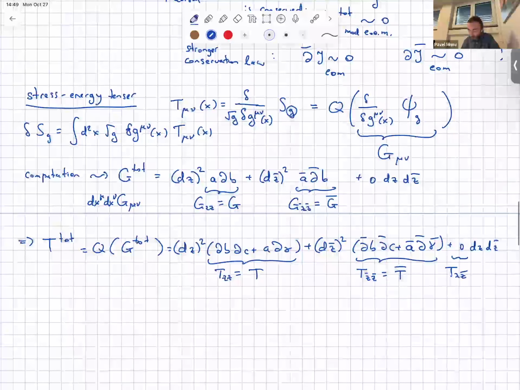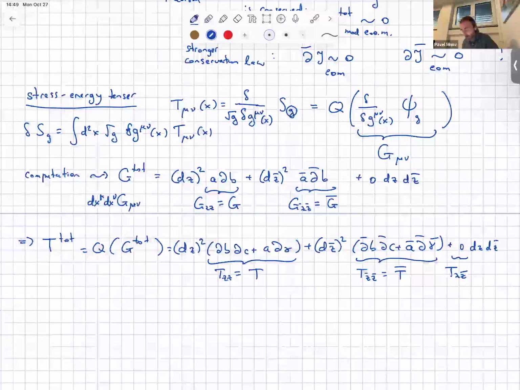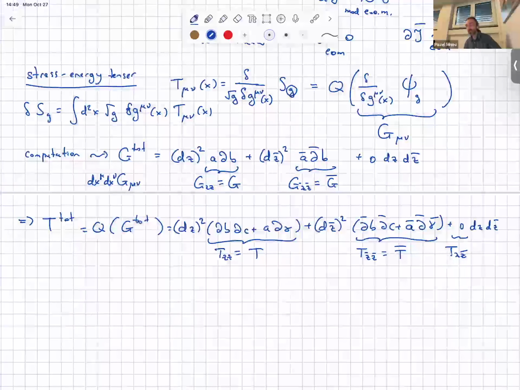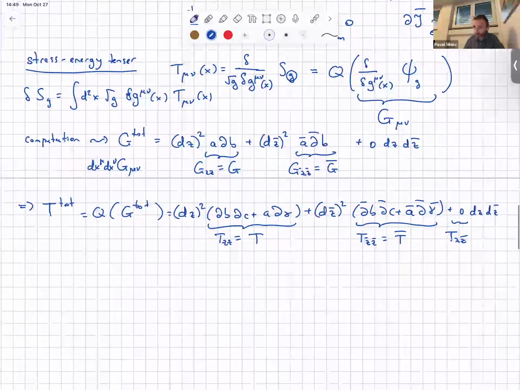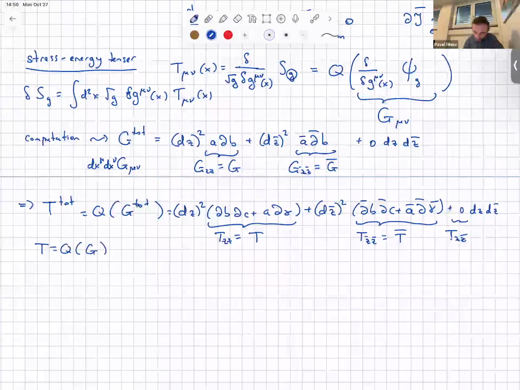And T zz and T z bar z bar measure reactions to different transformations of the metric, namely those that change a little bit the induced conformal structure or complex structure. This reaction is non-trivial and is measured by the stress energy tensor. But in the example at hand, it's non-trivial, but it is Q exact. So we have calculated the stress energy tensor, and we figured that it's Q exact. This is true also component-wise.